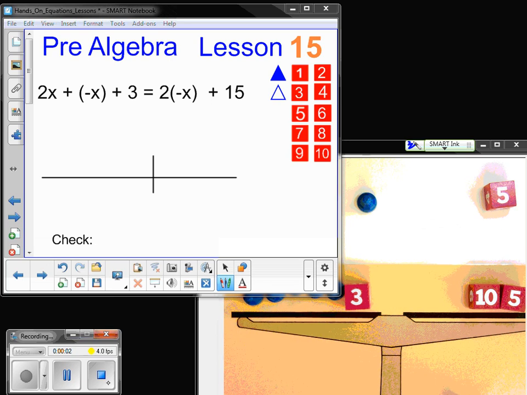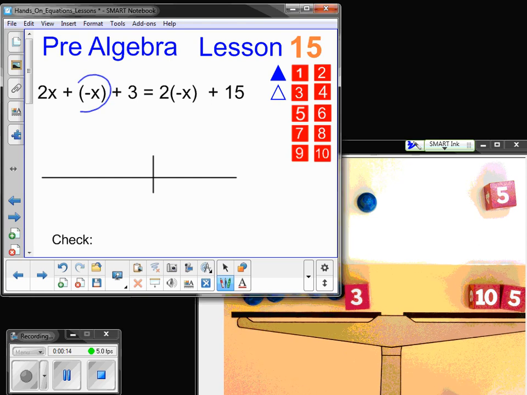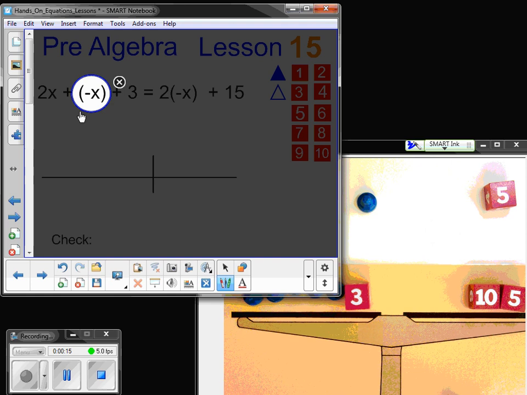Welcome to lesson 15. In lesson 15, we make a change in symbology, or terminology, whichever you want to call it. I think of it as symbology because if you look at our problem, we have this new creature in there. We have that little creature right there. That little creature is called the opposite of x. To be more precise, it is open parenthesis, opposite of x, close parenthesis. We're just going to call it opposite of x.